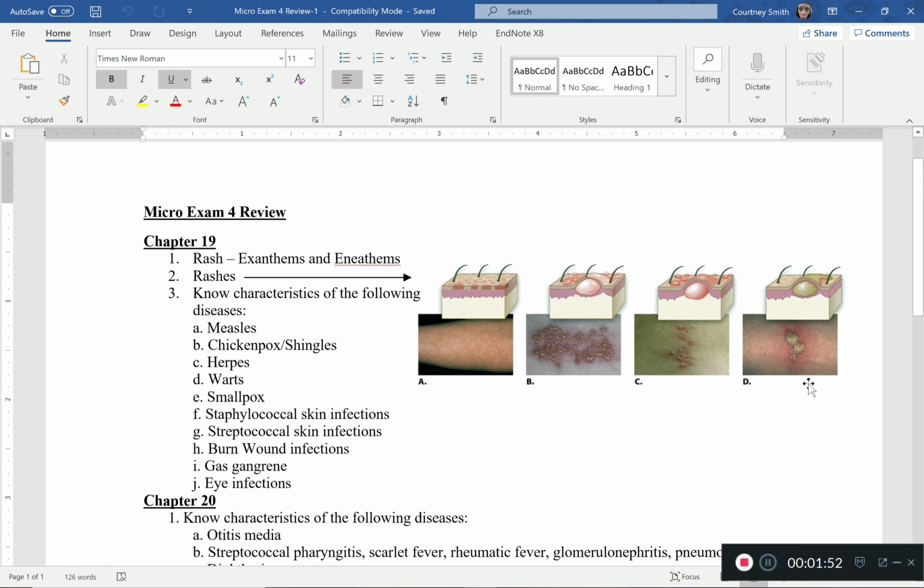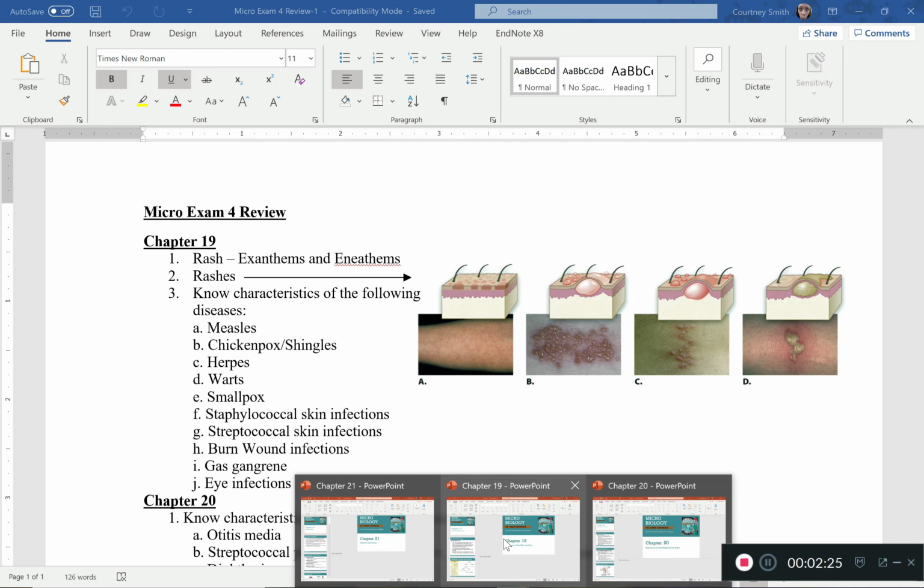The difference between the vesicular and the pustular is the color, as you see. The pustular does have that whiteness to it, kind of like a really juicy pimple, whereas B does not have that white off-yellow color to it. And then also know the difference between exanthematous and enanthematous rashes, which can be found in chapter 19.